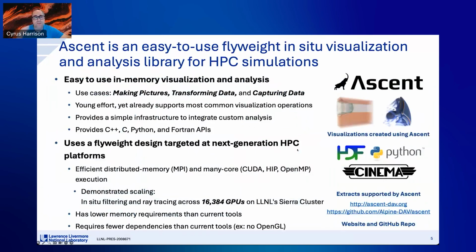So what is Ascent? We call it a flyweight in situ visualization analysis library. We call it that because it's meant to be small compared to other capabilities. It focuses on a few use cases. So obviously rendering is important for visualization, so making pictures. There's a lot of features in there for transforming data and also capturing data. So you're never going to be able to do everything that you want to do in a tool like Ascent. So we think it's very important to be able to get things out, say in HDF5 formats and things like that, so you can do other analysis.